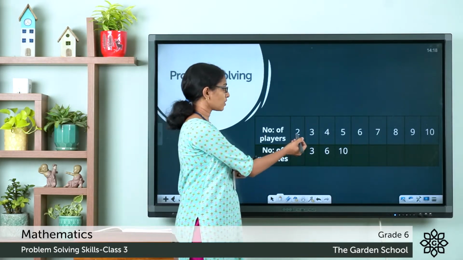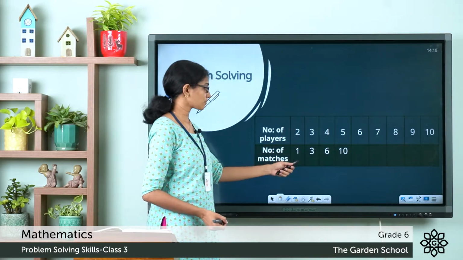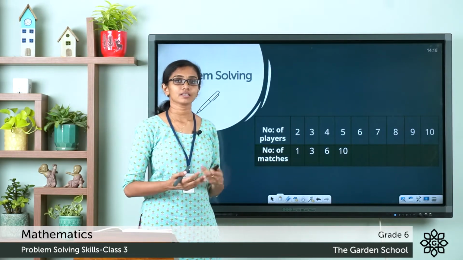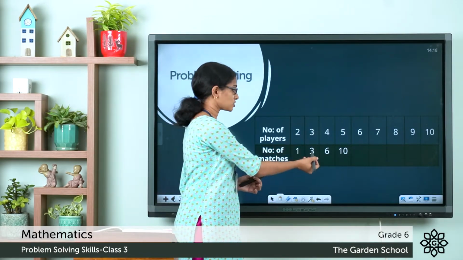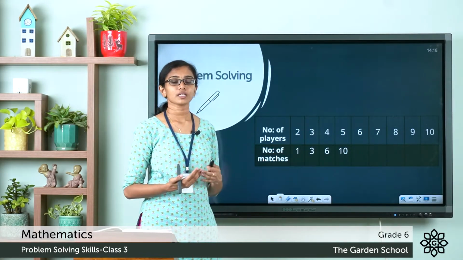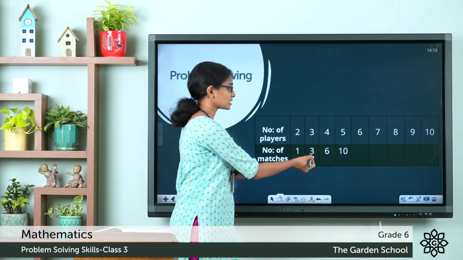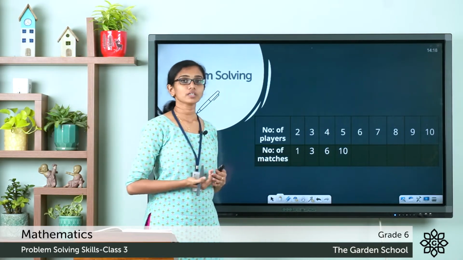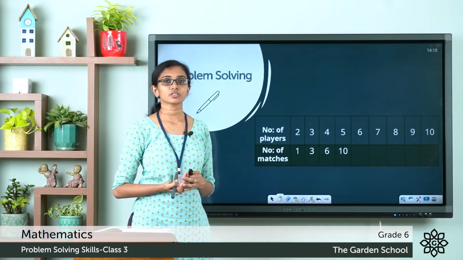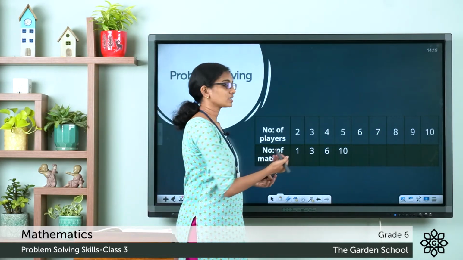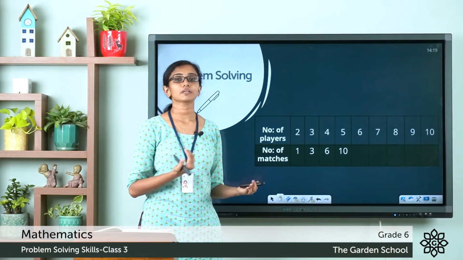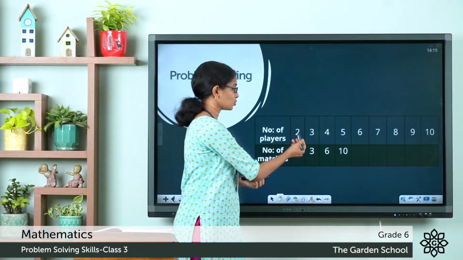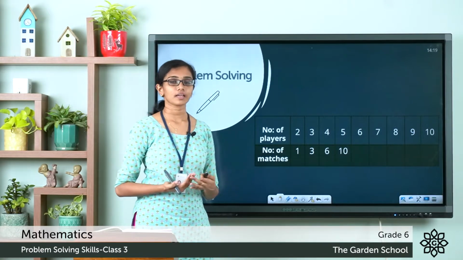See here, number of players is equal to 2, number of matches possible equal to 1. The next case, when the number of players is equal to 3, the number of matches possible is 3. Can you find a way in which we can get this number 3 from the previous number of players and the number of matches? See, this 3 is the sum of the number of players and the number of matches in the previous case. That is 2 plus 1 equal to 3.